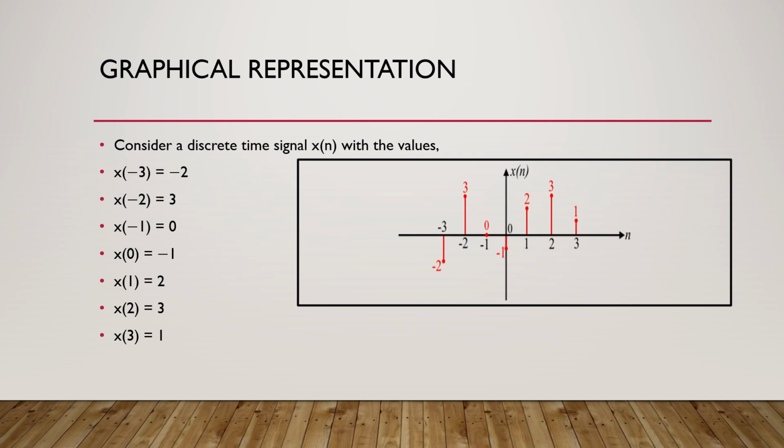The second one is x of minus 2, which is equal to 3. It is coming at the top, so we mark it at the top, drawing a line. Next, x of minus 1 is equal to 0, and the value is marked here. Similarly, x of 0 is minus 1, x of 1 is 2, x of 2 is 3, and x of 3 is 1. This is the graphical way of representation.